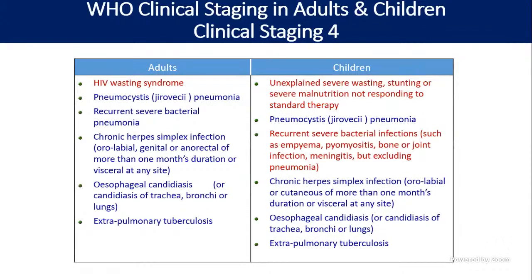So stage 4, as I told, includes wasting syndrome, PCP, severe bacterial pneumonia, herpes simplex infection where it is disseminated, esophageal candidiasis, extrapulmonary TB. So these are all, again, conditions which require some lab support here. Next slide.